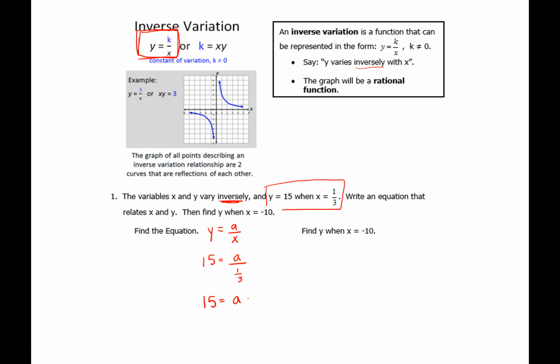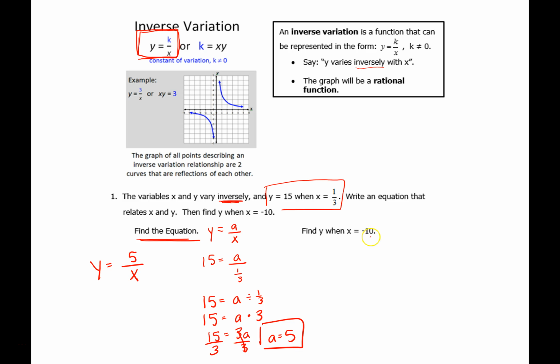A, because this is the same thing as a divided by 1/3. So if I keep change flip, I've got 15 is equal to 3a, and then when I divide by 3 on both sides, it gives me that a is equal to 5. Okay, so I have my constant of variation, which means I can write my equation now. My equation is y is equal to 5 divided by x. And now I can find any y value that I want.